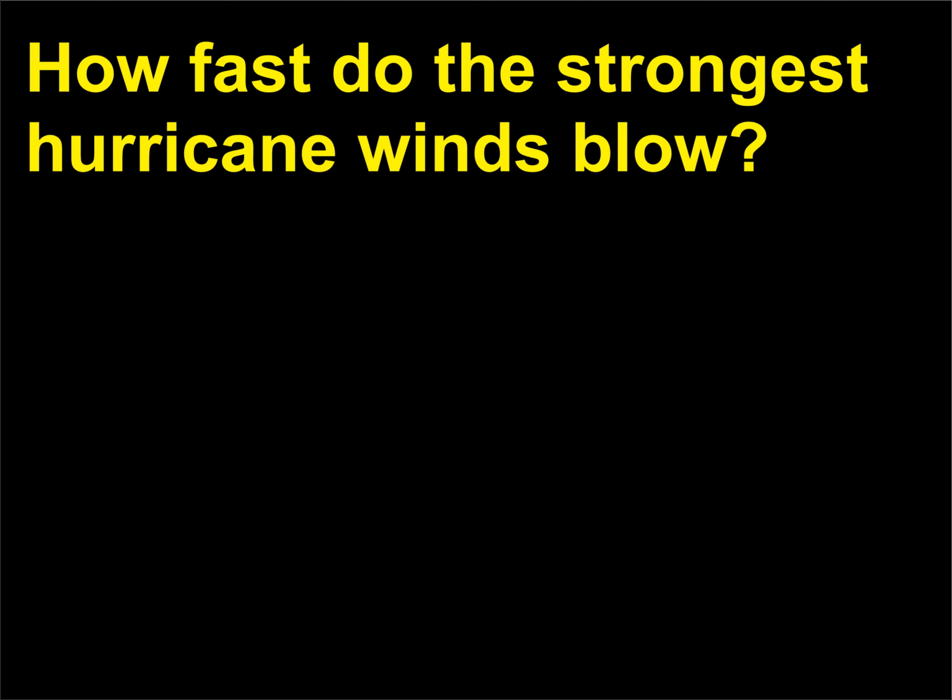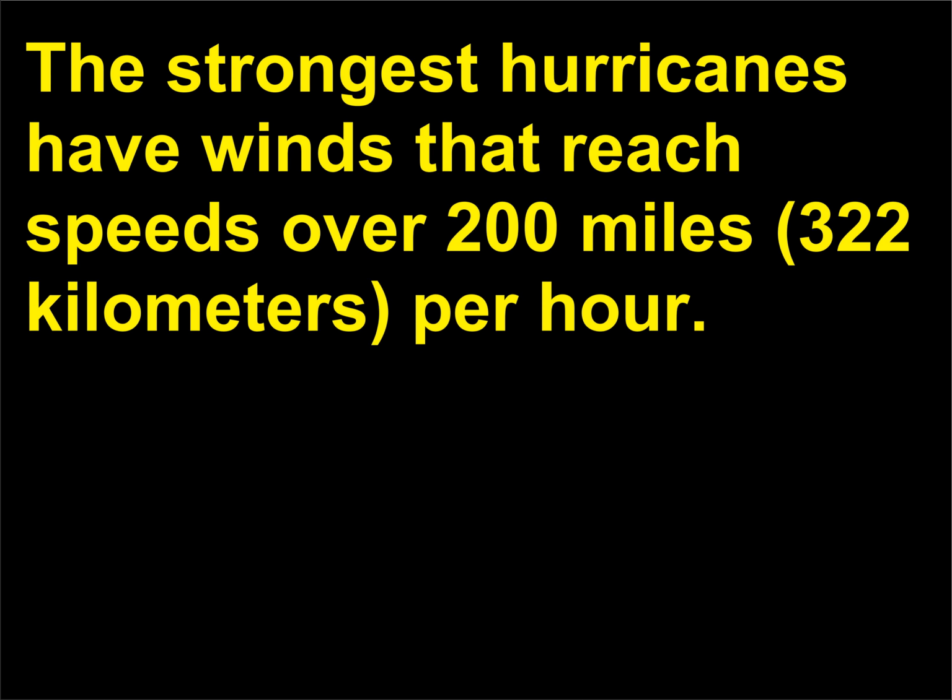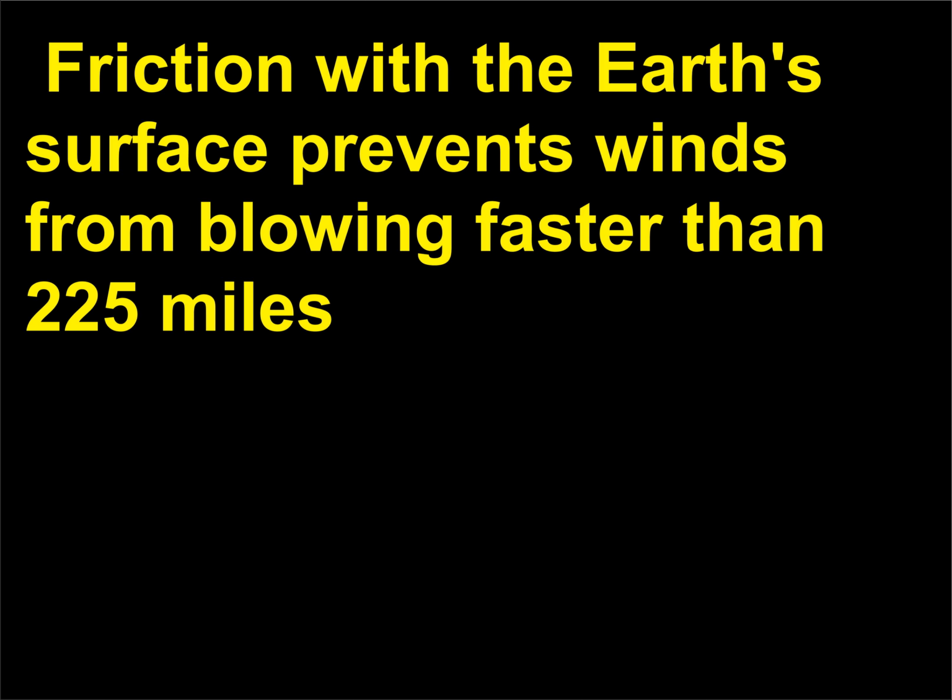How fast do the strongest hurricane winds blow? The strongest hurricanes have winds that reach speeds over 200 miles, 322 kilometers, per hour. Friction with the Earth's surface prevents winds from blowing faster than 225 miles, 362 kilometers, per hour.